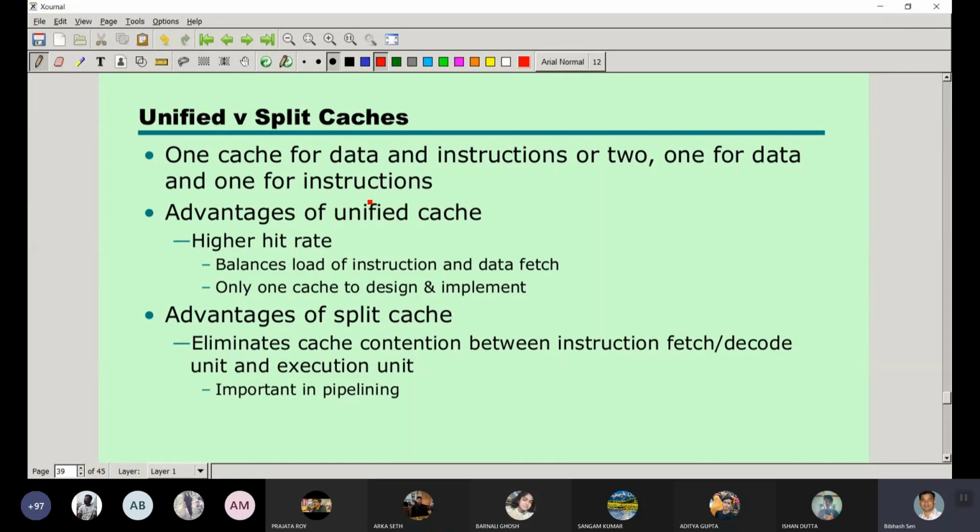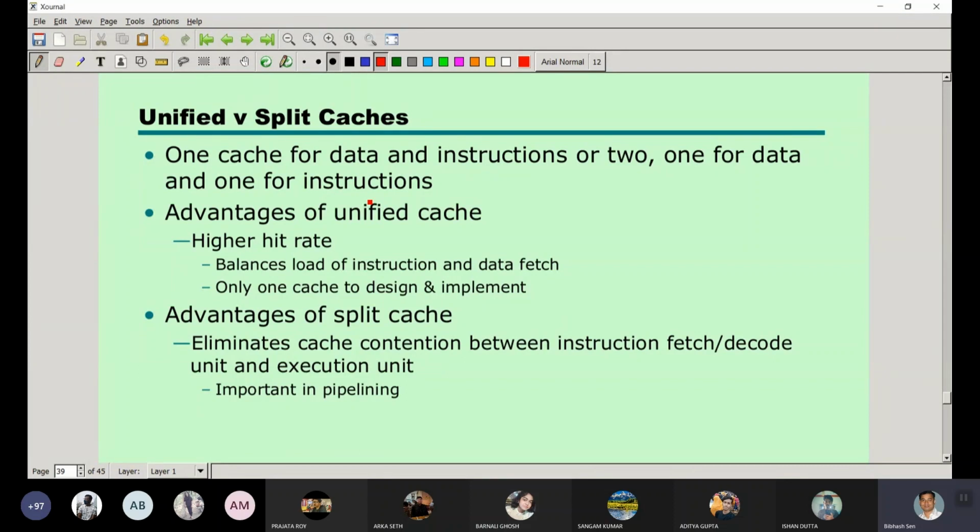So we can use unified or split caches also. That means one cache for data and one for instruction. Generally in embedded systems the split cache concept is used, but whatever we have till now are all unified. Unified has a high hit rate because every time it finds a balanced load of instruction and data fetch, and only one cache is needed to design and implement. So designing and implementing one cache is very easy. I am not talking about multiple caches or multi-level caches. It is split or multiple caches based on the characteristics of the instruction and data where I will store.